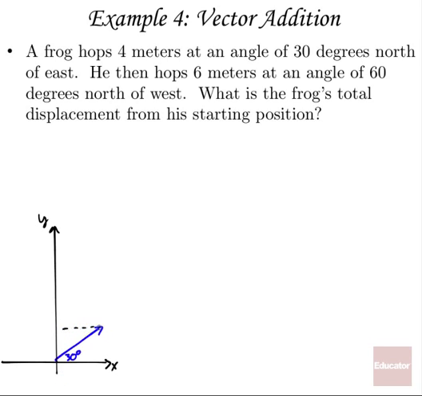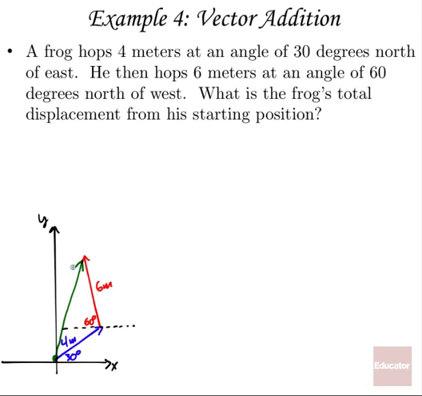Then he's going to hop 6 meters at an angle of 60 degrees north of west. So 6 meters at an angle of 60 degrees north of west is probably something kind of like that, where that angle is 60 degrees north from west. And that's 6 meters long. That's 4 meters long. What is the frog's total displacement from his starting position? Well, I could find that out graphically by drawing a line from the starting point of the first to the ending point of the last.